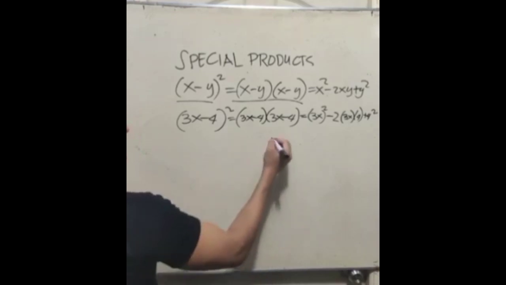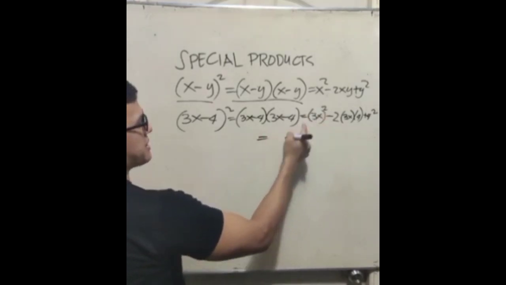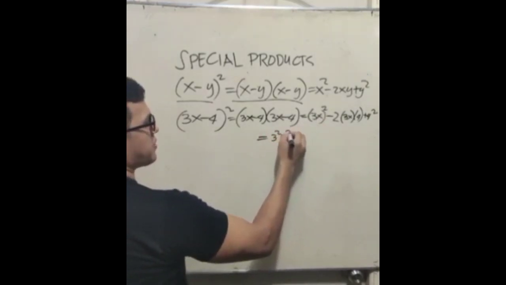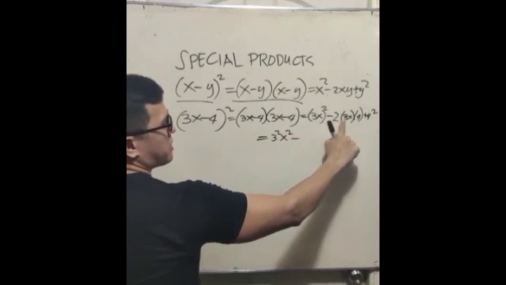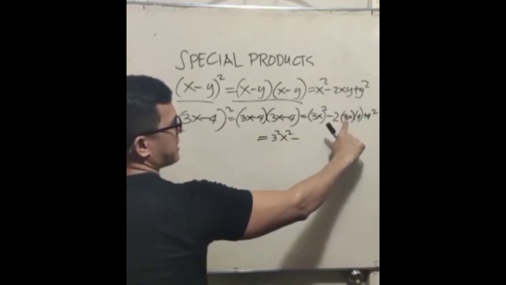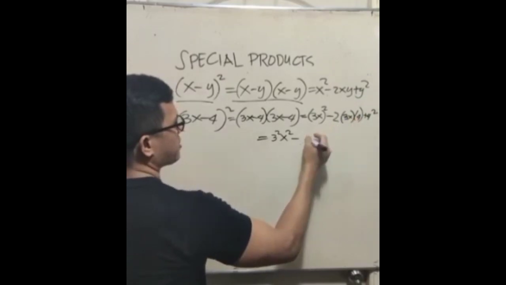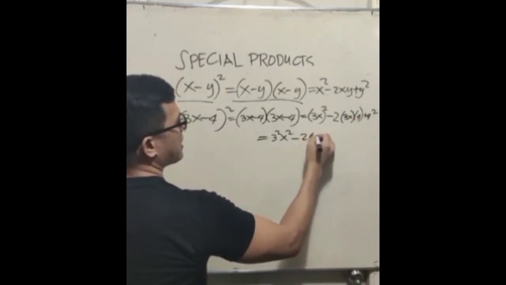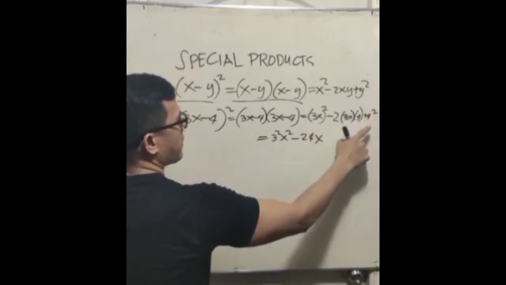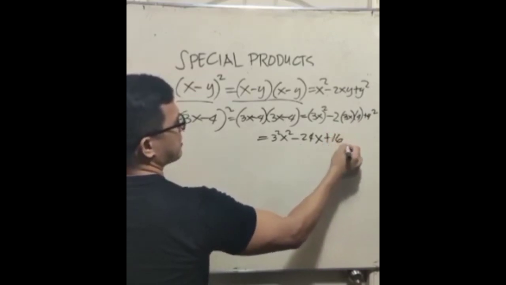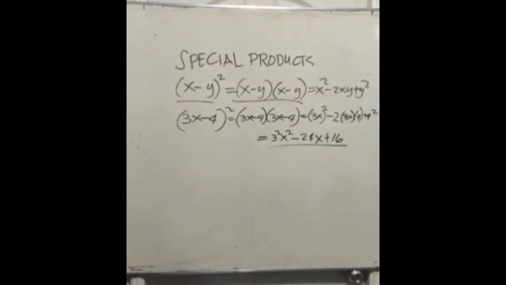Okay, plus 4 squared. So this one, 3x squared, that is 3 squared, x squared, minus 2 times 3x, that's 6x, times 4, that is 24. So minus 24x. And then 4 squared, or 4 times 4, that is 16. So this is now the expanded form of that. Okay? So that's how we're going to do with these 3 special products.